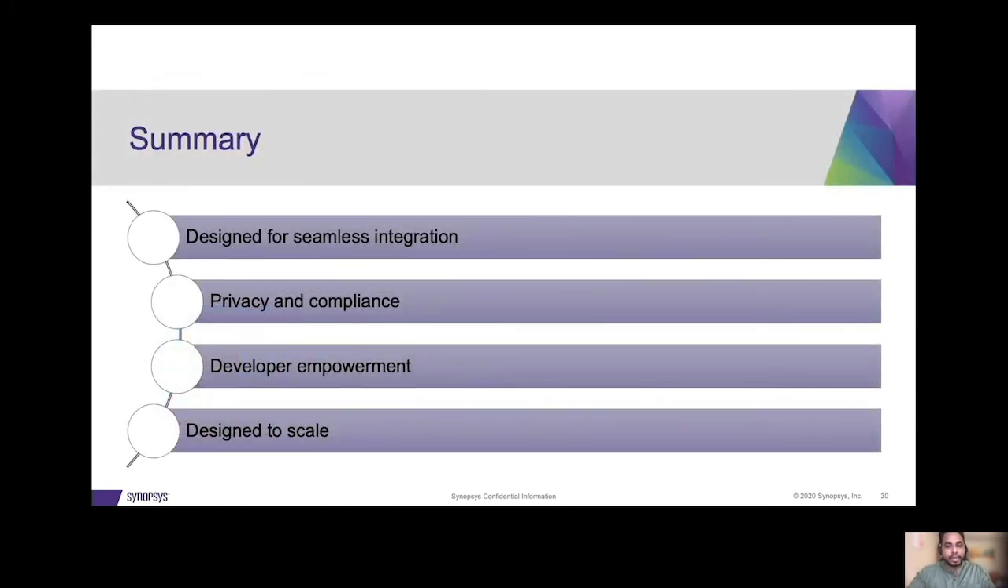So, here are the key takeaways. IAST has seamless integration. It's easy to integrate and automate in the CI/CD pipeline and even easier to deploy and configure. Plus, it's optimized for security, development, and DevOps teams. When it comes to privacy and compliance, it's the only AppSec testing tool with complete sensitive data tracking.